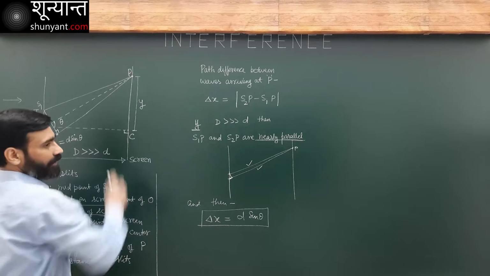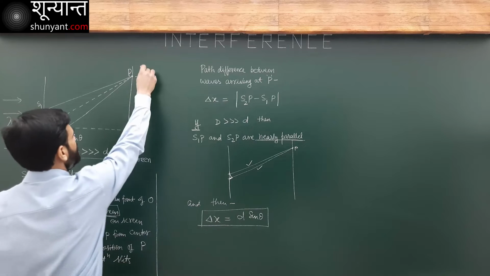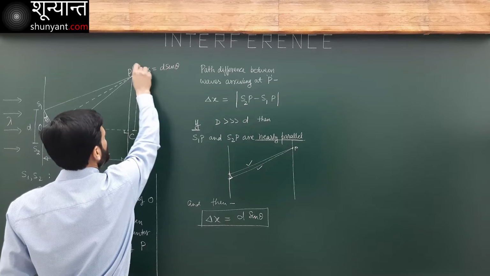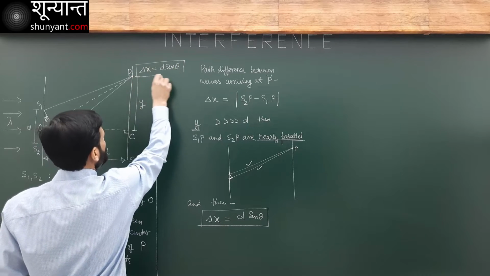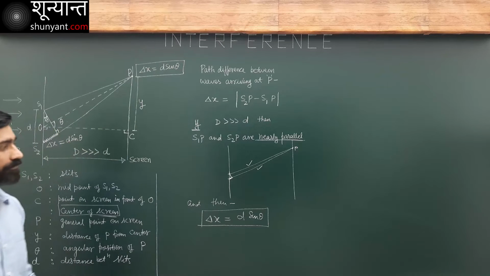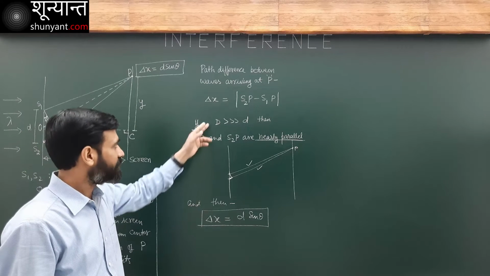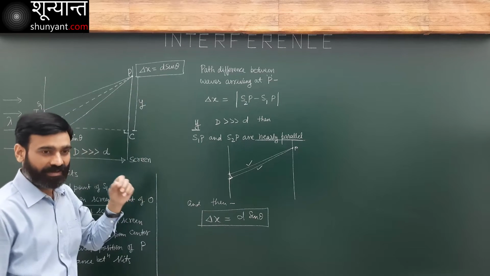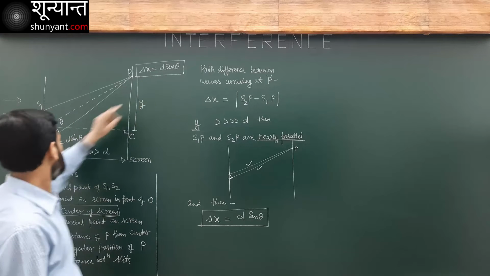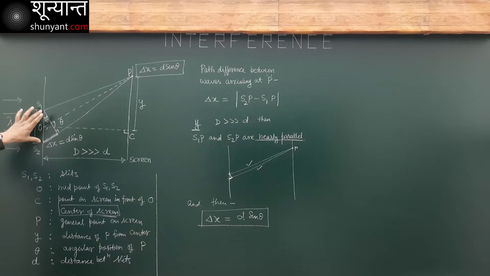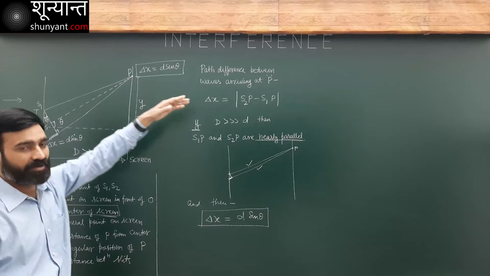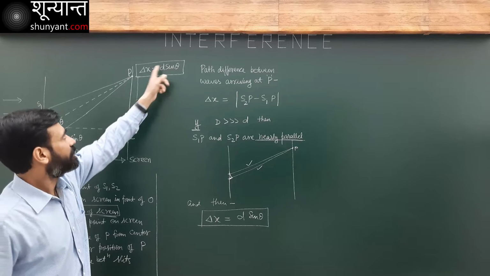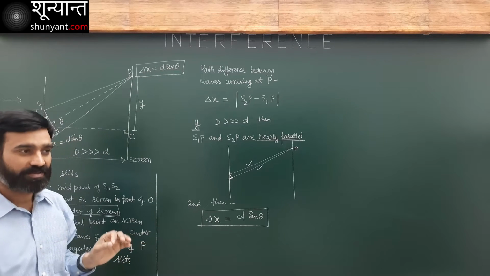At this point, at angular position theta, what is the path difference? Delta x here is equal to d sine theta. That's it, under this condition. So at different points, theta is different. D is constant. This is the distance between the slits. For different points, theta will be different. If theta is different, delta x is going to be different. Path difference is going to be different.